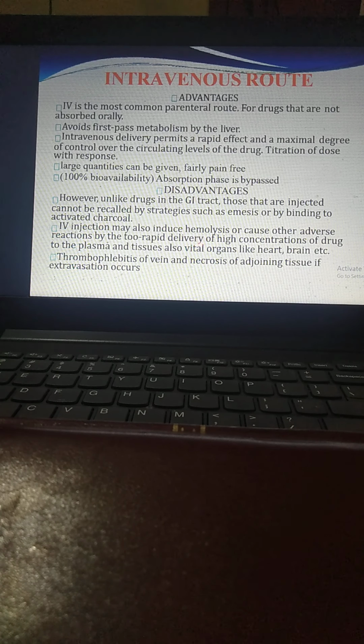IV injection may also induce hemolysis. So it can produce hemolysis and cause other adverse reactions by too rapid delivery of a high concentration of the drug to the plasma and tissue, also vital organs like heart, brain, etc.